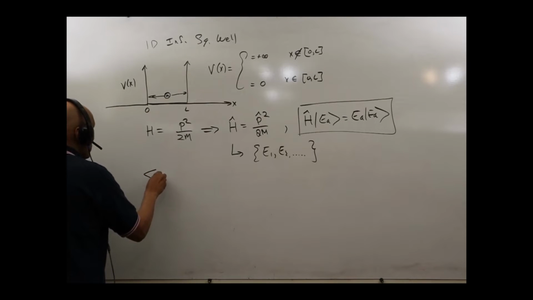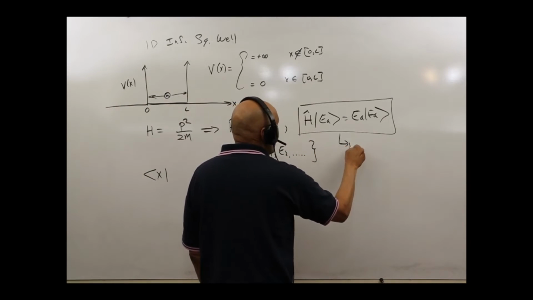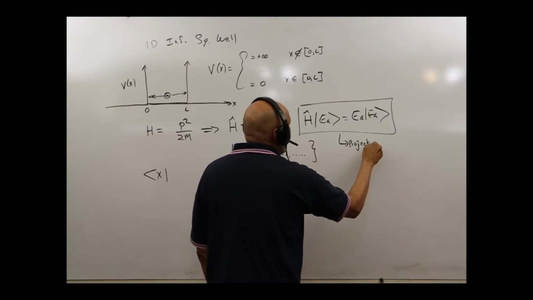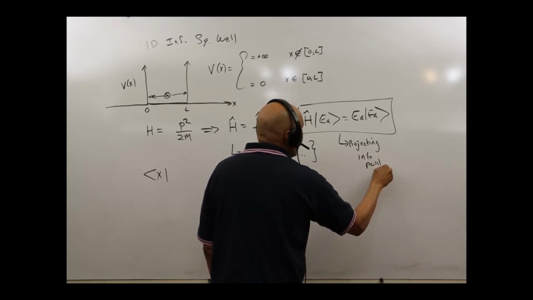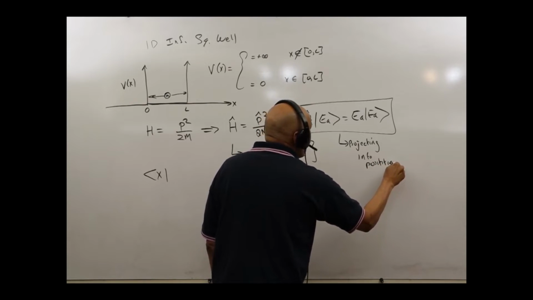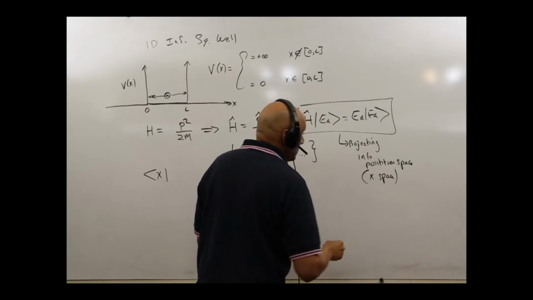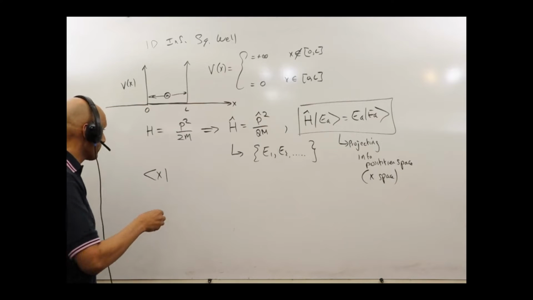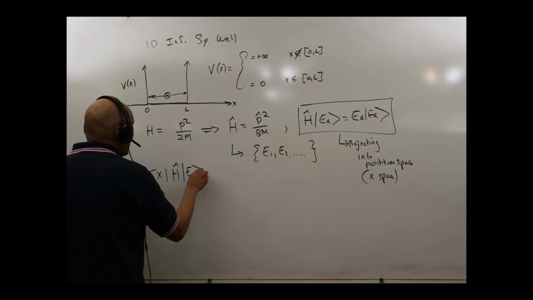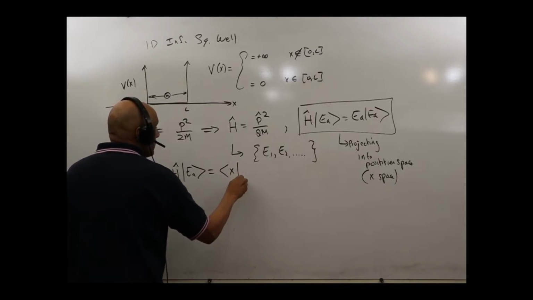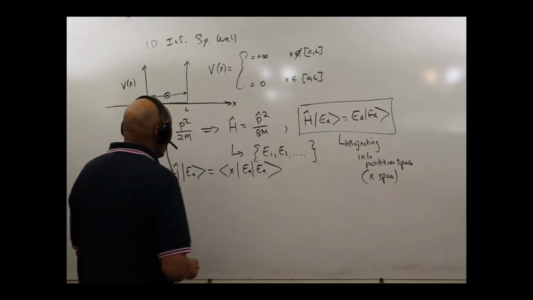So here is x. We're projecting this equation into position space, which is really x space. I don't feel like writing a lot. It's kind of late tonight. Anyway, so x H on the energy eigenstate is equal to the energy eigenvalue times x on the energy eigenstate. So here's our first step.